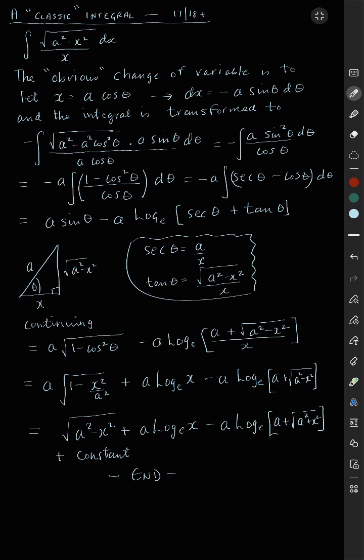So continuing from there, that's equal to a times the square root. Now we replace the cos squared theta by x squared over a squared. So that's a times the square root of 1 minus x squared over a squared, plus a log x, using the property of logs, and minus a log to base e of a plus the square root of a squared minus x squared, and the rest is just tidying all that up. So that becomes the square root of a squared minus x squared plus a log x minus a log to base e of a plus the square root of a squared minus x squared, plus the obligatory constant. And that completes it.